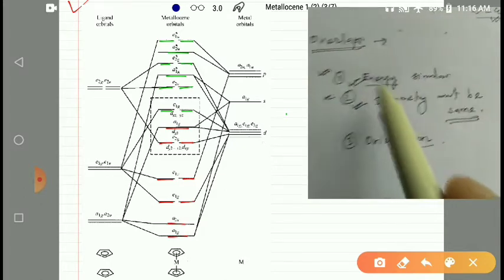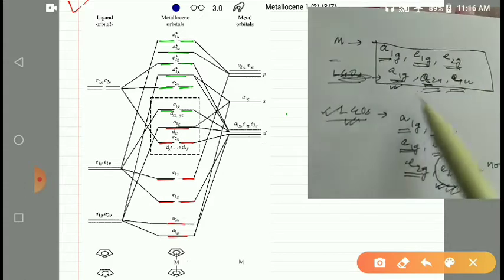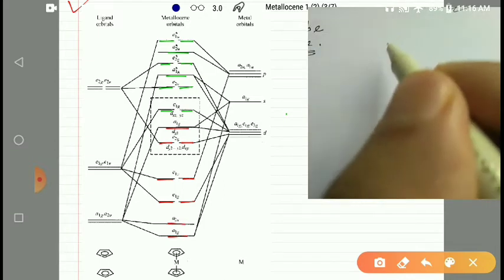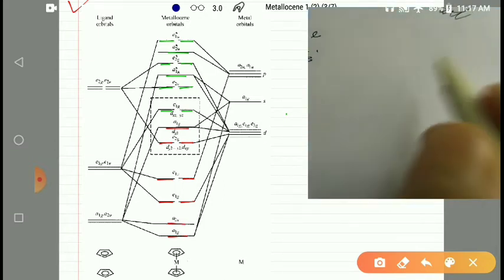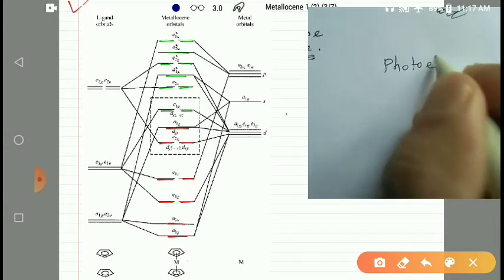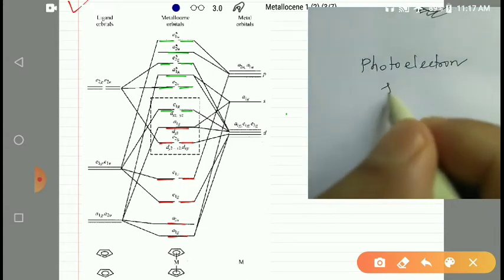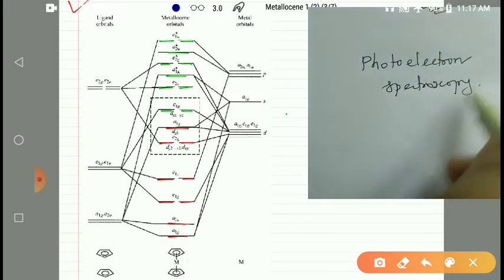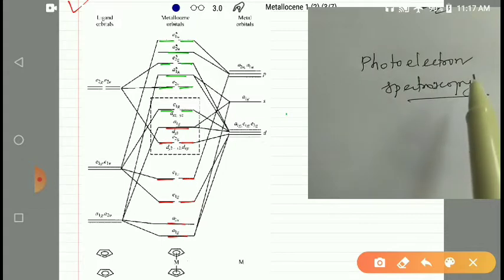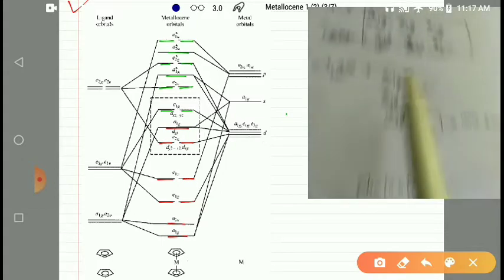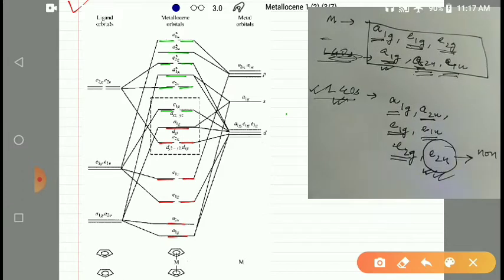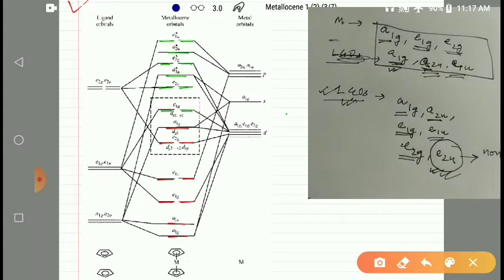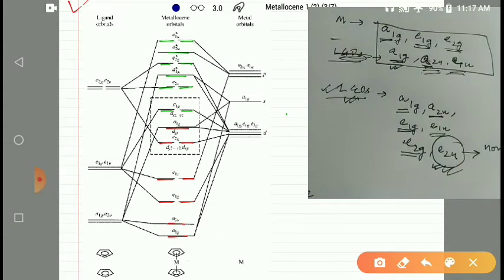So we can calculate the energies of all the symmetry elements or the orbitals by using one analytical technique which is known as photoelectron spectroscopy. Okay, by using this we can calculate the energies of these orbitals, and actually the symmetry of elements. Okay. So once we have the energy, then we can draw the molecular orbital energy diagram.